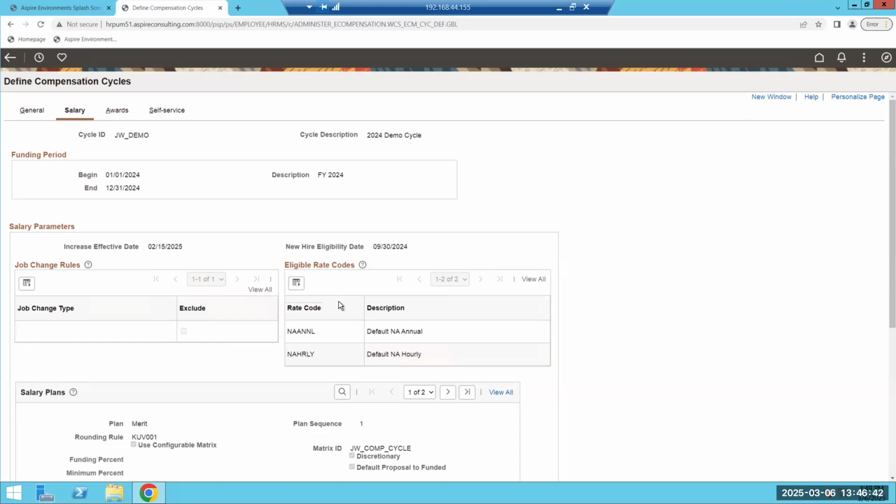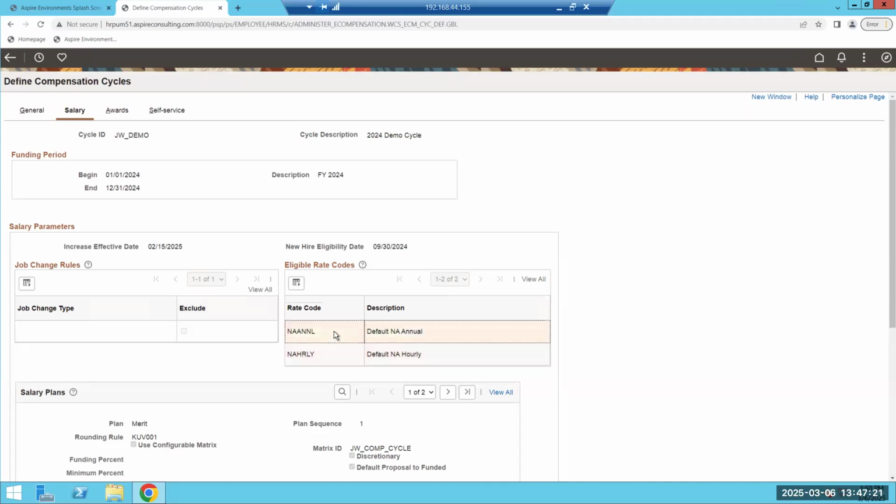Then we have the eligible rate codes. What rate codes, compensation codes, are being adjusted with this comp cycle? If your population is just salaried folks, you maybe just have NA annual. If it's a mixture, you'd have NA annual, NA hourly, or if you have to define your own base compensation comp rate codes, you would put these here.